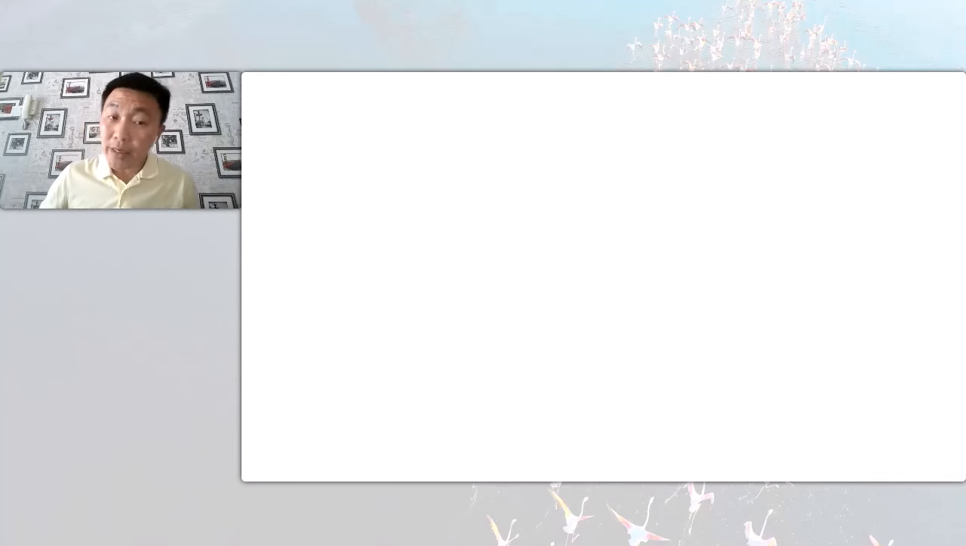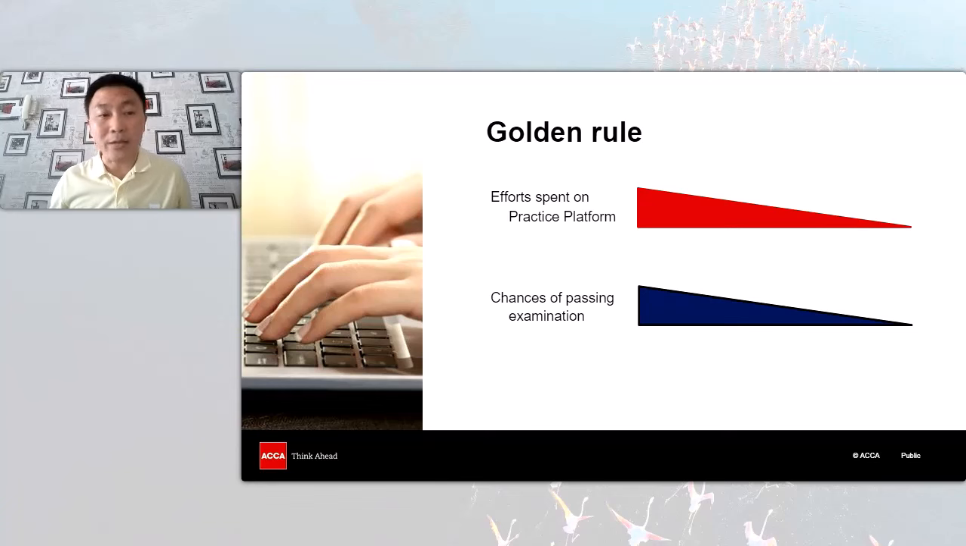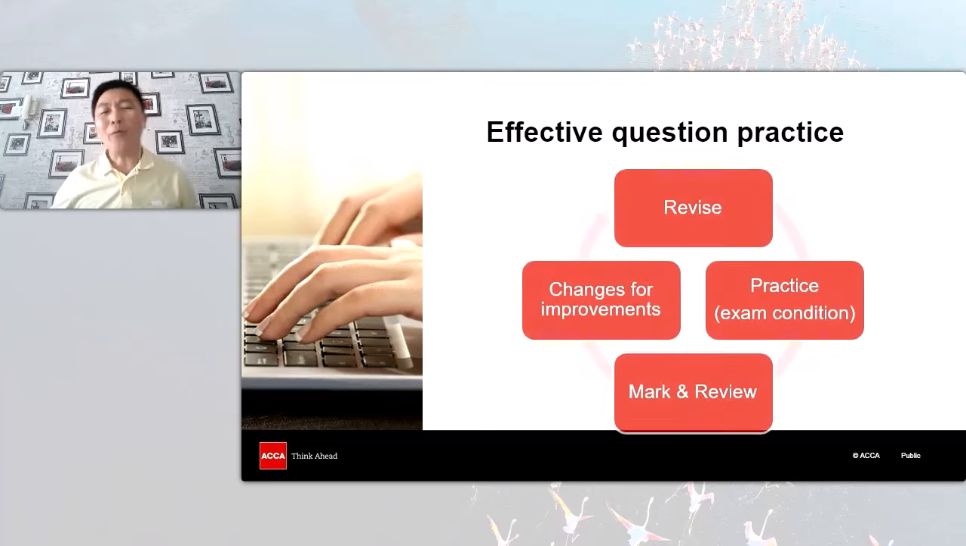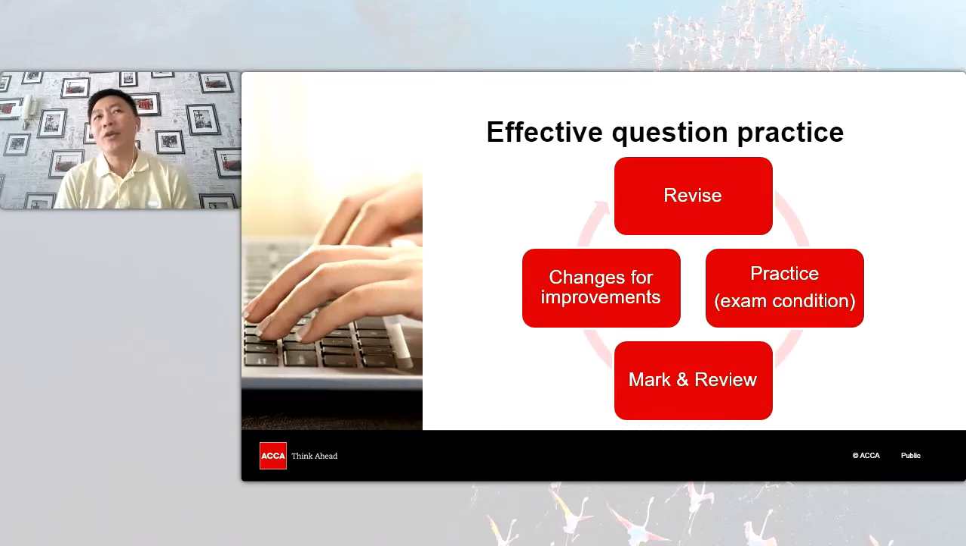Well, here's the golden rule that I always tell the students. The more effort, I won't say the more time, but the more effort you spend on the practice platform, the higher your chances of getting through the exam. So how exactly is that? Students will ask, what is the best way to practice the questions on the practice platform? Okay, that is my suggestion.